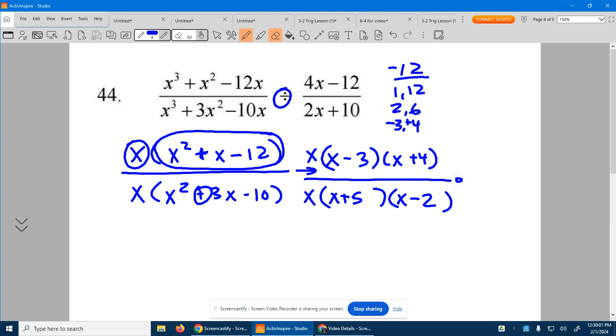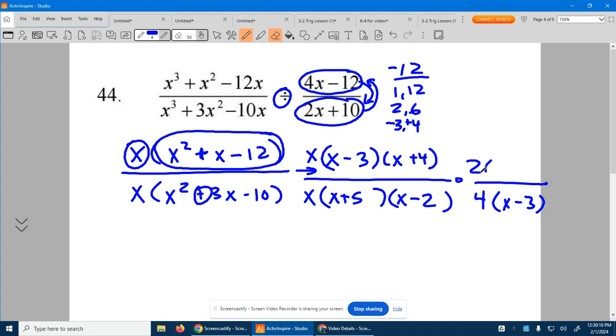Now, what about this? Division is going to change to multiplication. He's going to go down here, he's going to come up top. So let's put him in the bottom. What's going to factor out there? A 4, leaving us an x minus 3. The 2x plus 10 that goes up top, a 2 factors out, leaving an x plus 5.